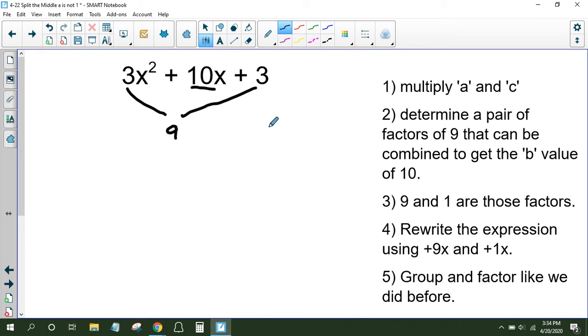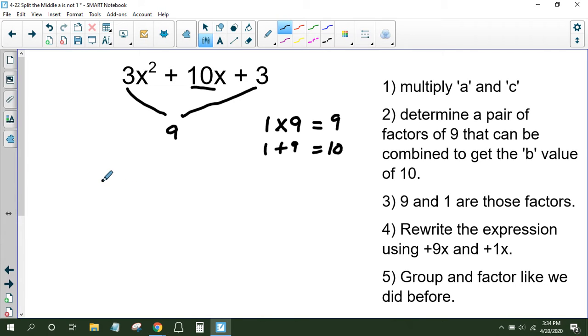Well, the factors of 9, we can say 1 times 9 equals 9, so 1 and 9 are factors. And if we added or combined the 1 and the 9, we would get 10, our b value, which is what we want. So these are the two factors that we're going to be using here when we split the middle.